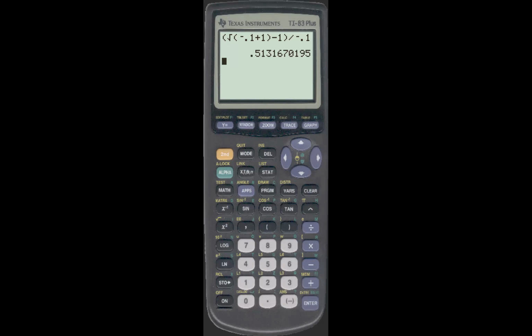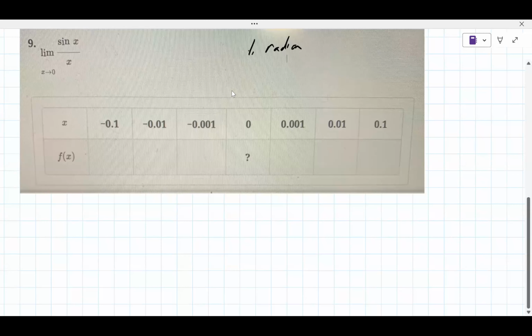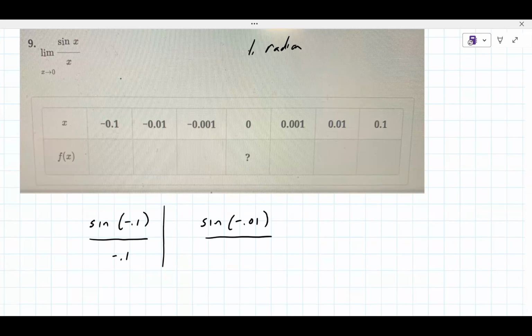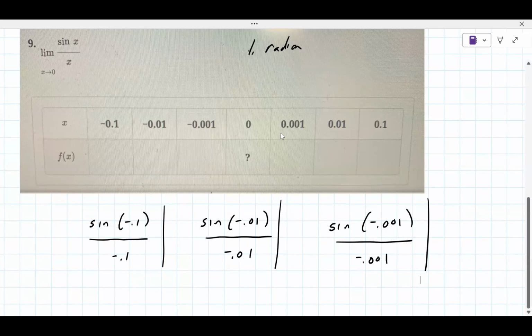Are we still sharing? Oh, I'm sorry, I'm in the wrong screen. Occasionally I'm not in the right screen. So you have to make sure your calculator is in radian, and you have to do the calculation for each of these. Sine of -0.1 over -0.1. Sine of -0.01 over -0.01. Hopefully you're seeing the pattern here. And then you have to do it again for the ones on the right.